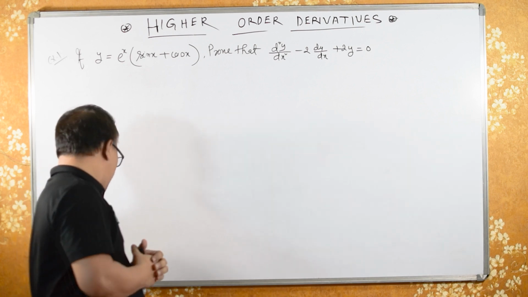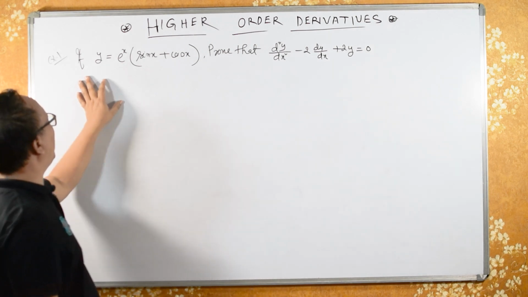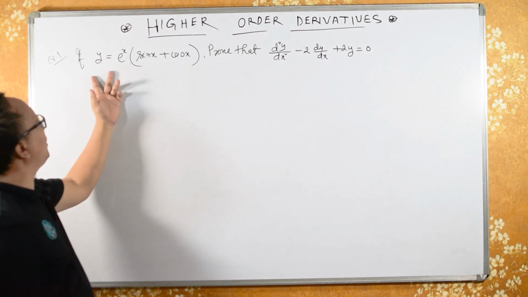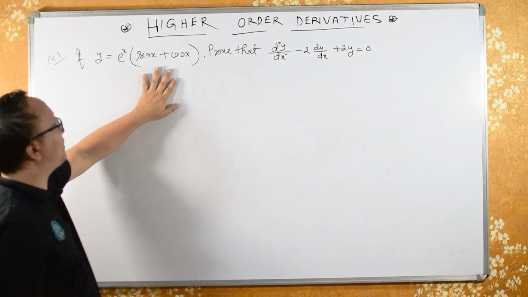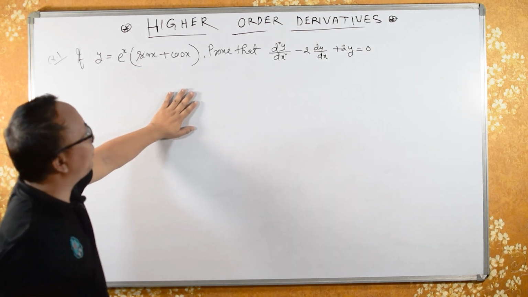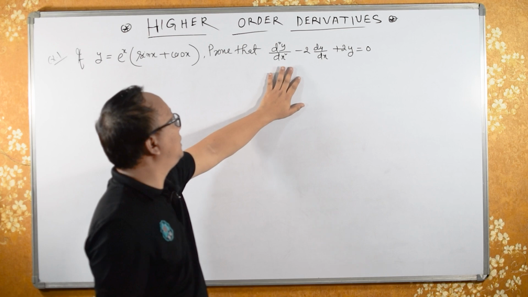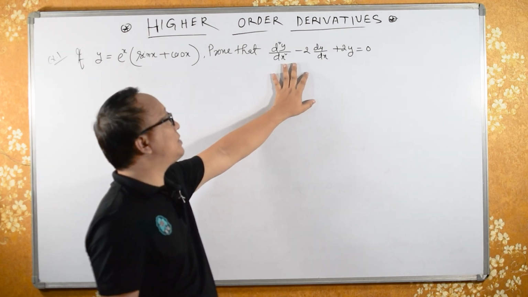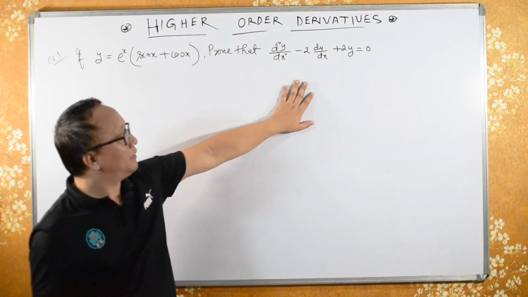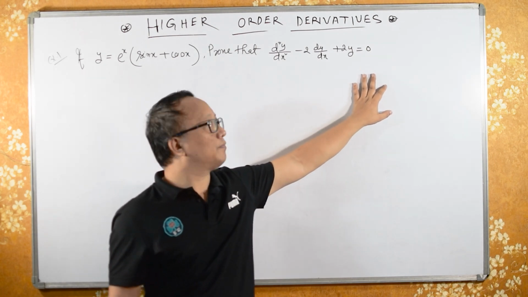Okay, let's see. Question number 1 is: it is given that y equals e raised to x into sin x plus cos x, then we have to prove that d2y by dx square minus 2 into dy by dx plus 2y equals 0.